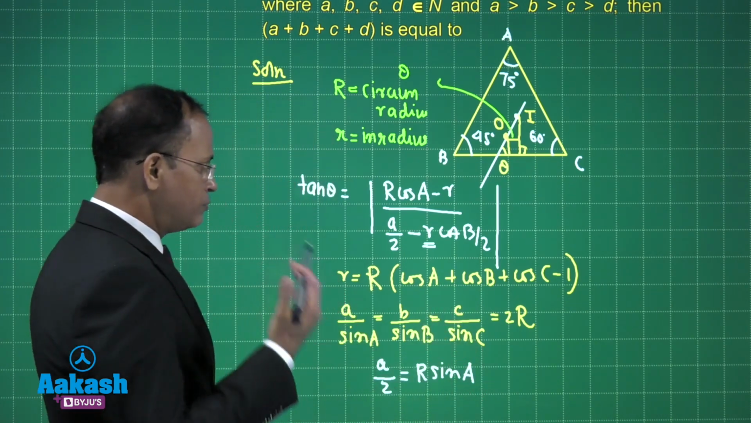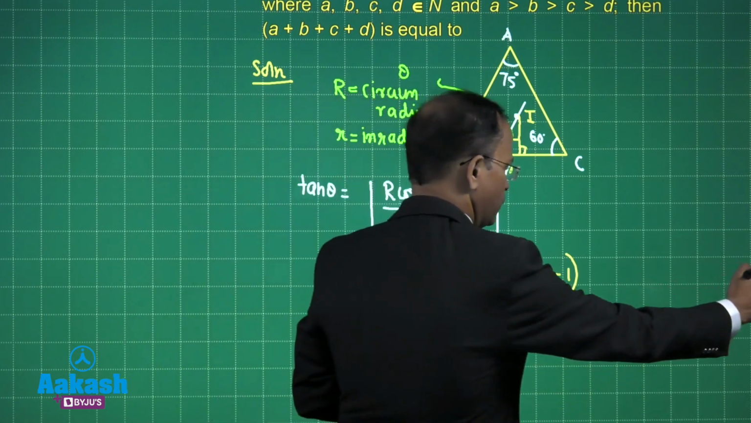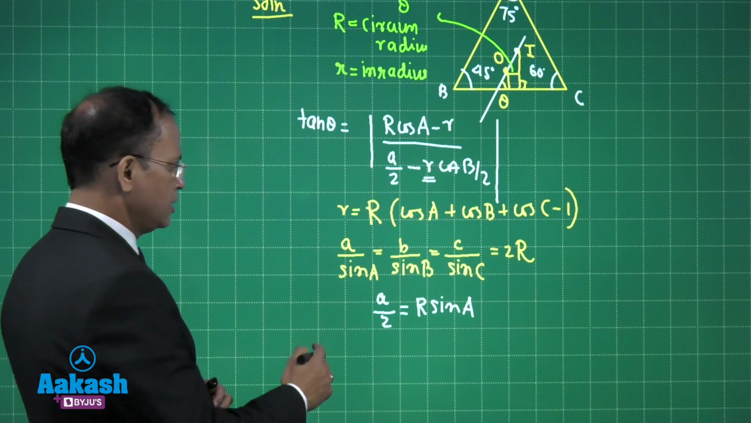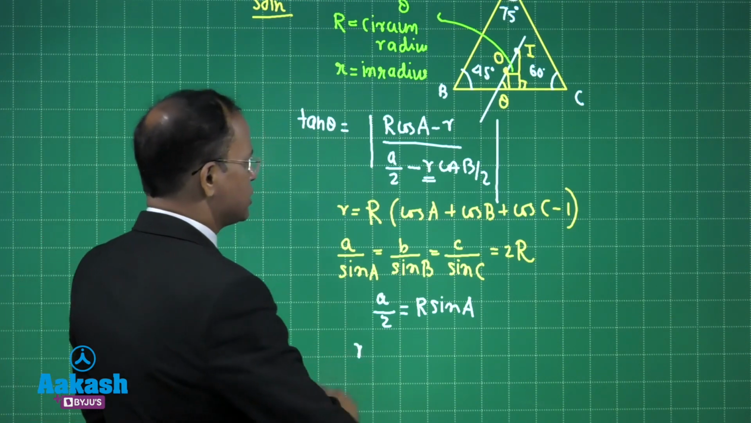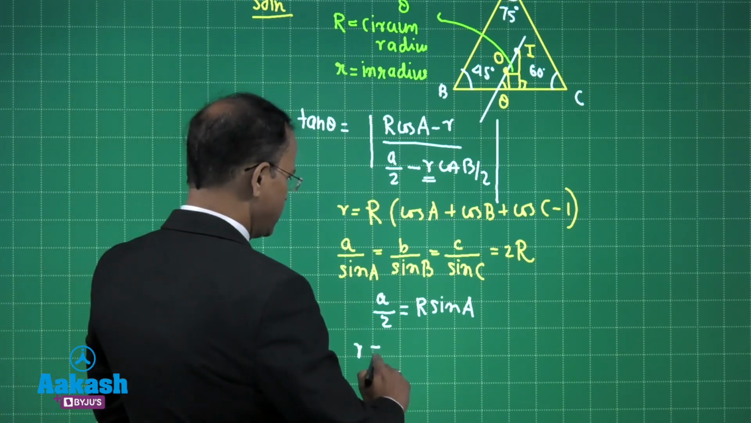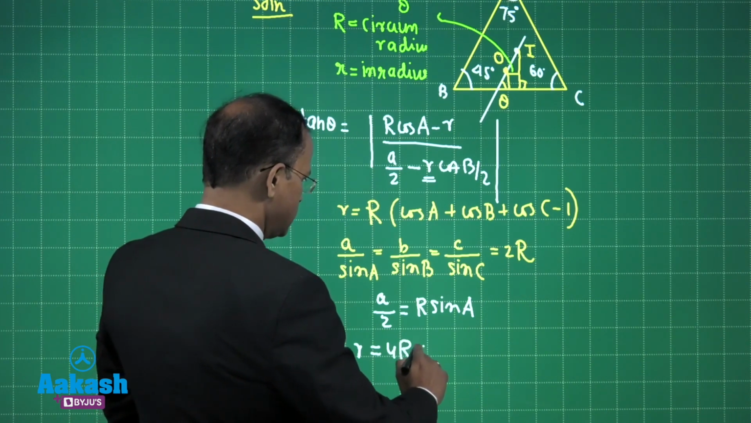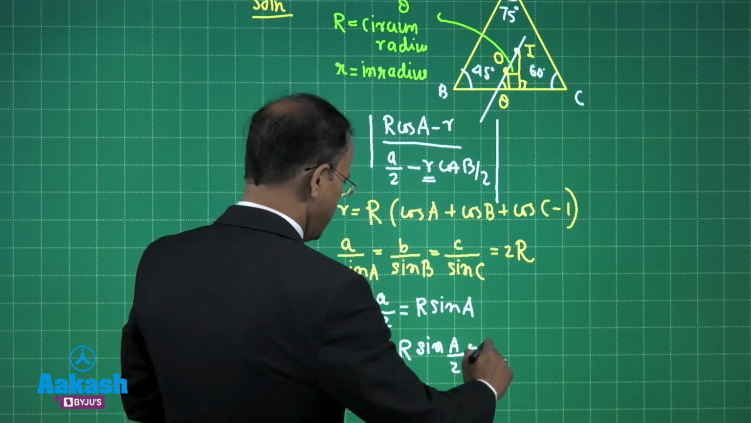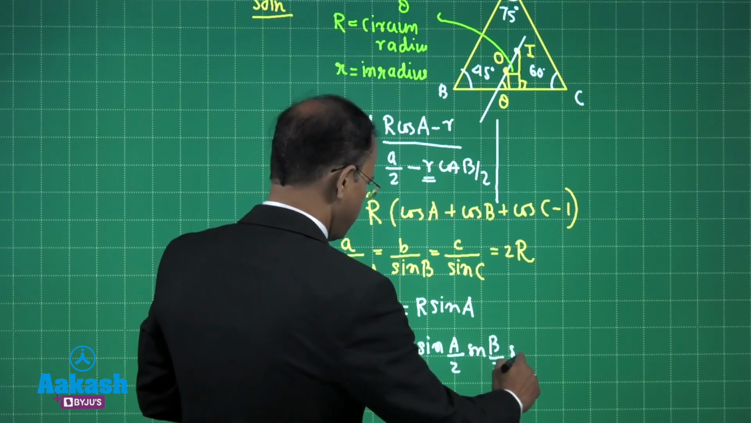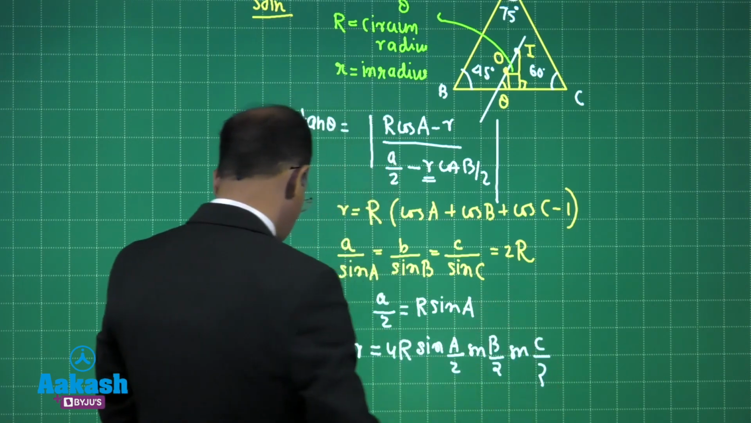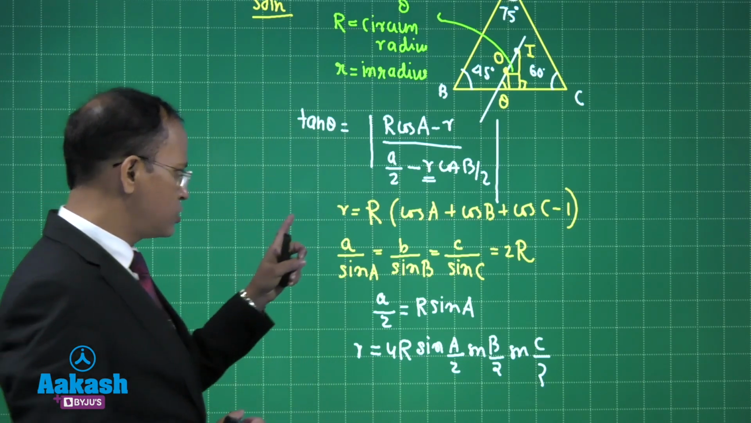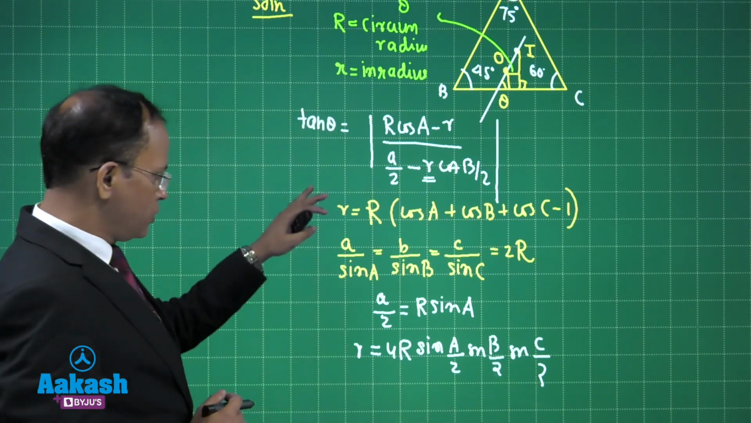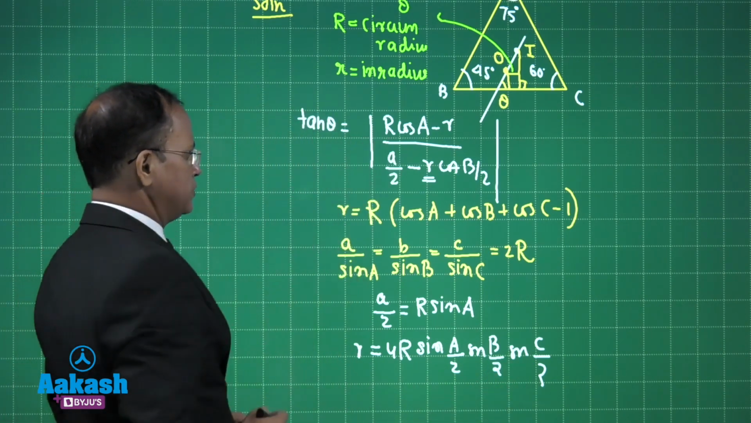Now, we have one more thing. If we talk about small r now, in terms of A by 2, these formulas need to be remembered, that is very important for us. That is, r can also be written as 4R sine of A by 2, sine of B by 2, and then sine of C by 2. Can you see that? These are the three things we have, small r, then A by 2, which is somewhat like this. So, these relations can be substituted here.